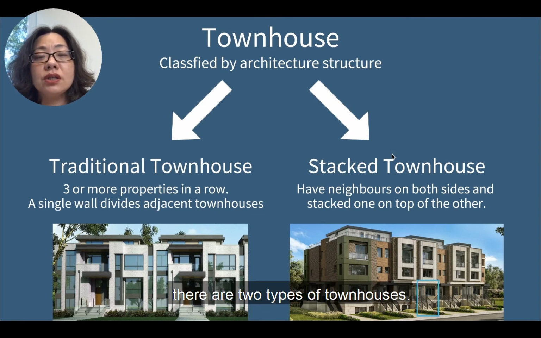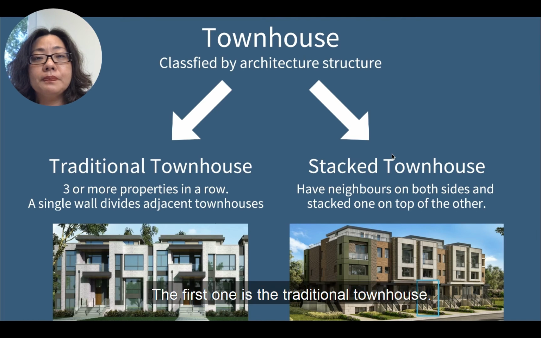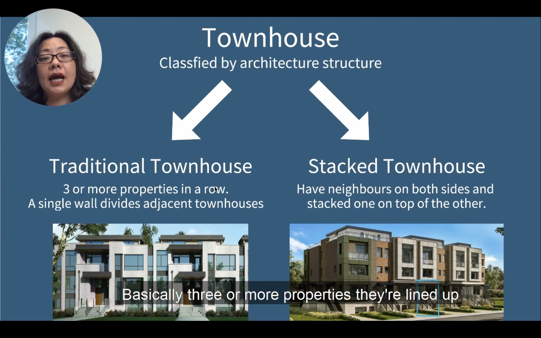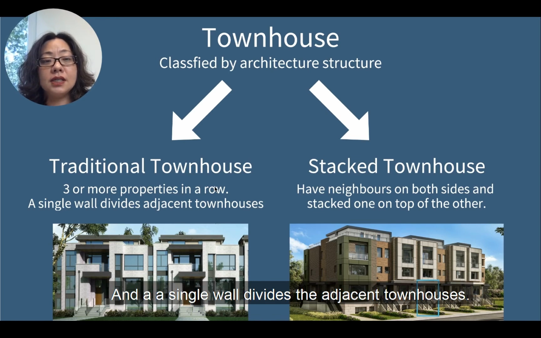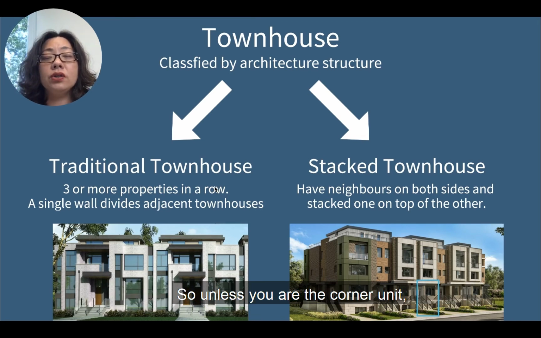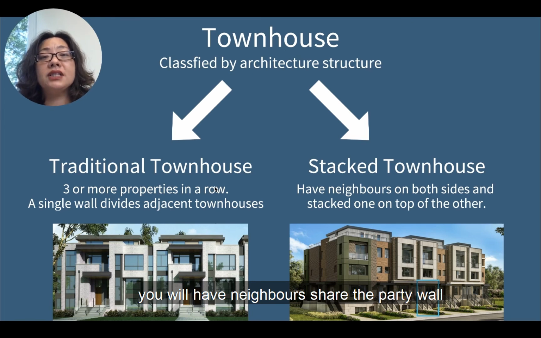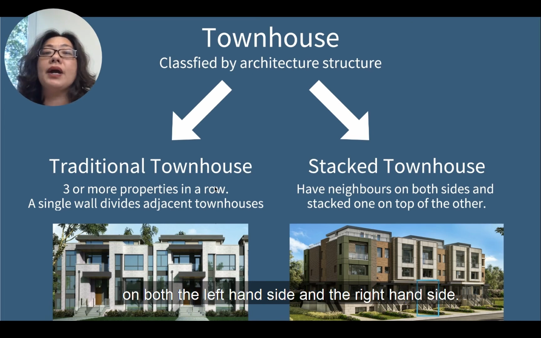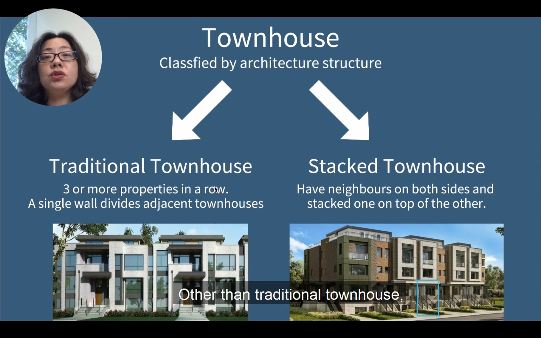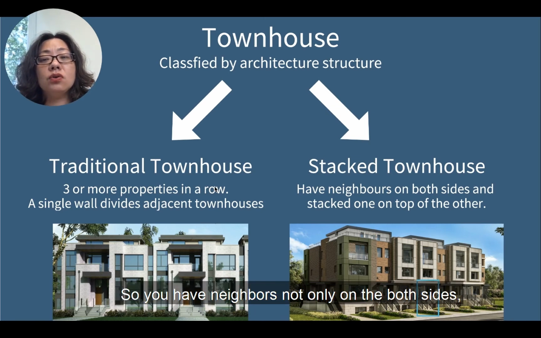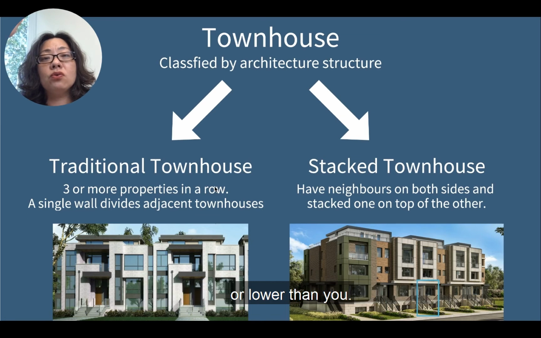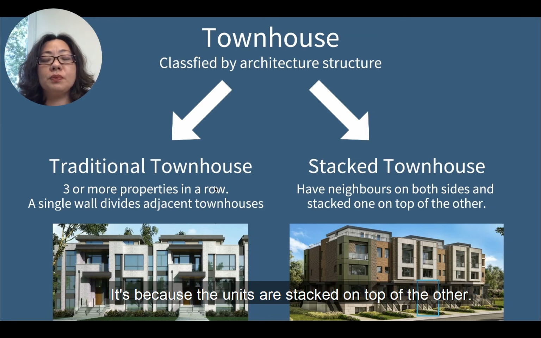In terms of architecture, there are two types of townhouses. The first one is the traditional townhouse. Basically, it's three or more properties lined up together in a row, and a single wall divides the adjacent townhouses. So unless you are the corner unit, you will have neighbors sharing the party wall on both the left-hand side and the right-hand side. Other than traditional townhouse, we also have stacked townhouse. So you have neighbors not only on both sides, you also have a neighbor either on top of you or lower than you. It's because units are stacked on top of each other.